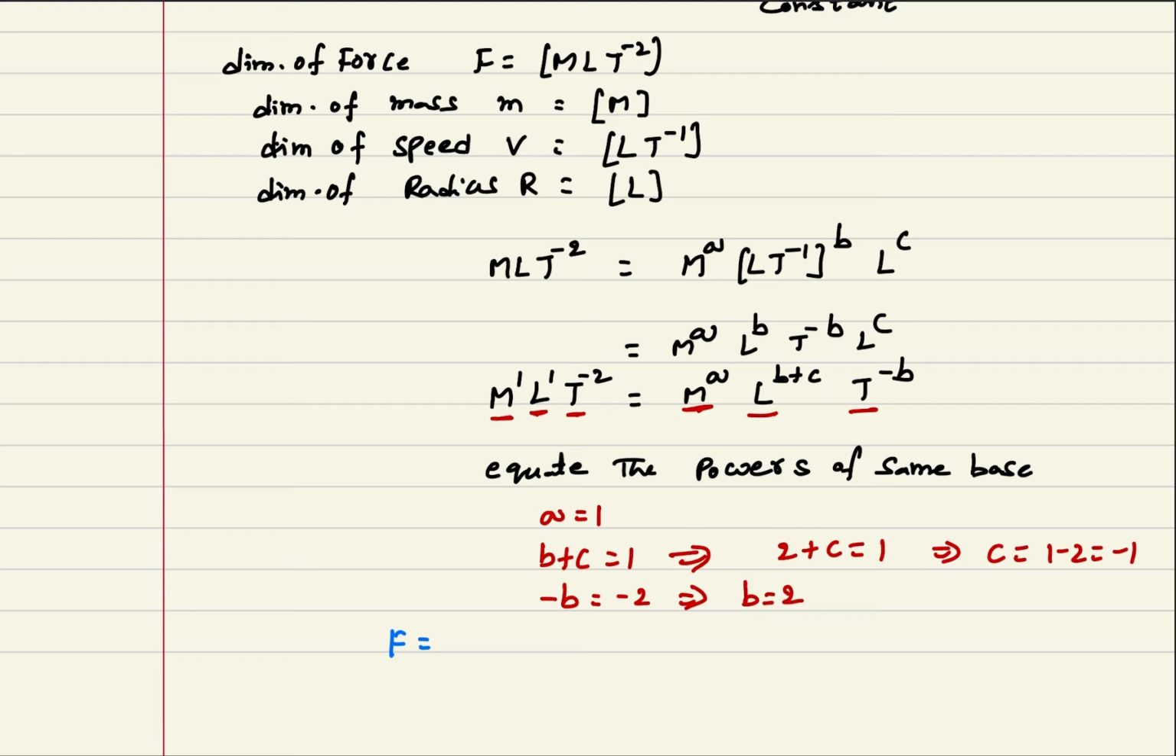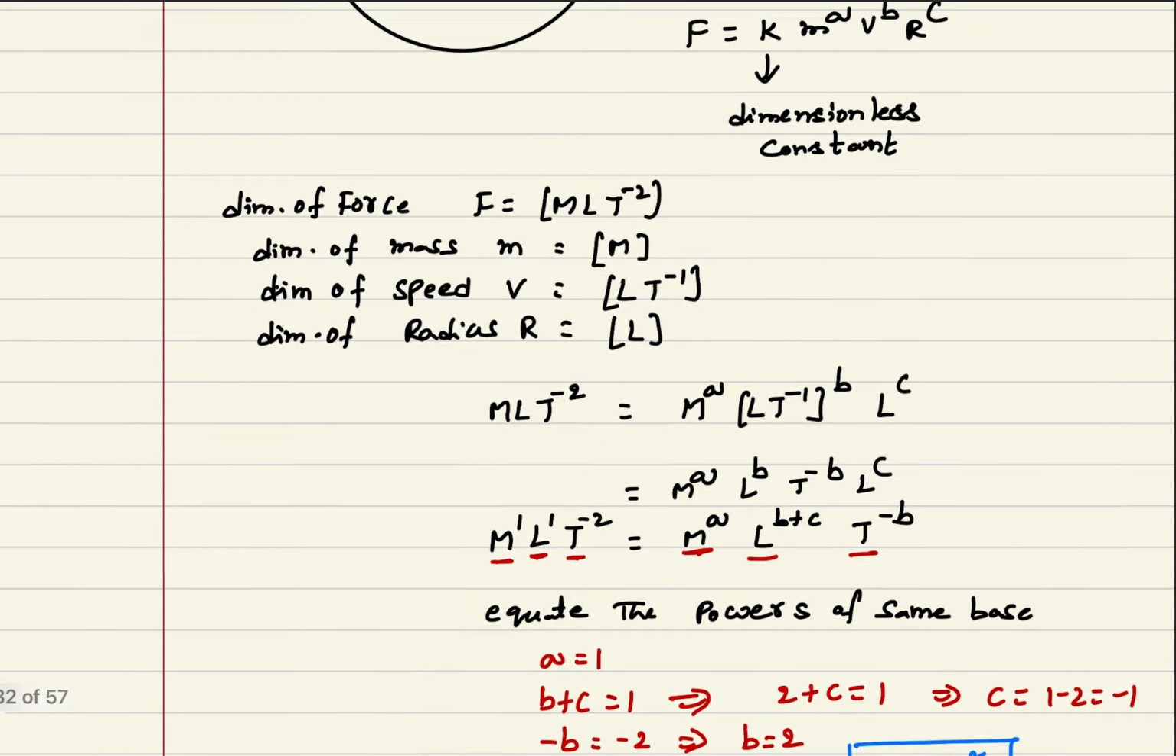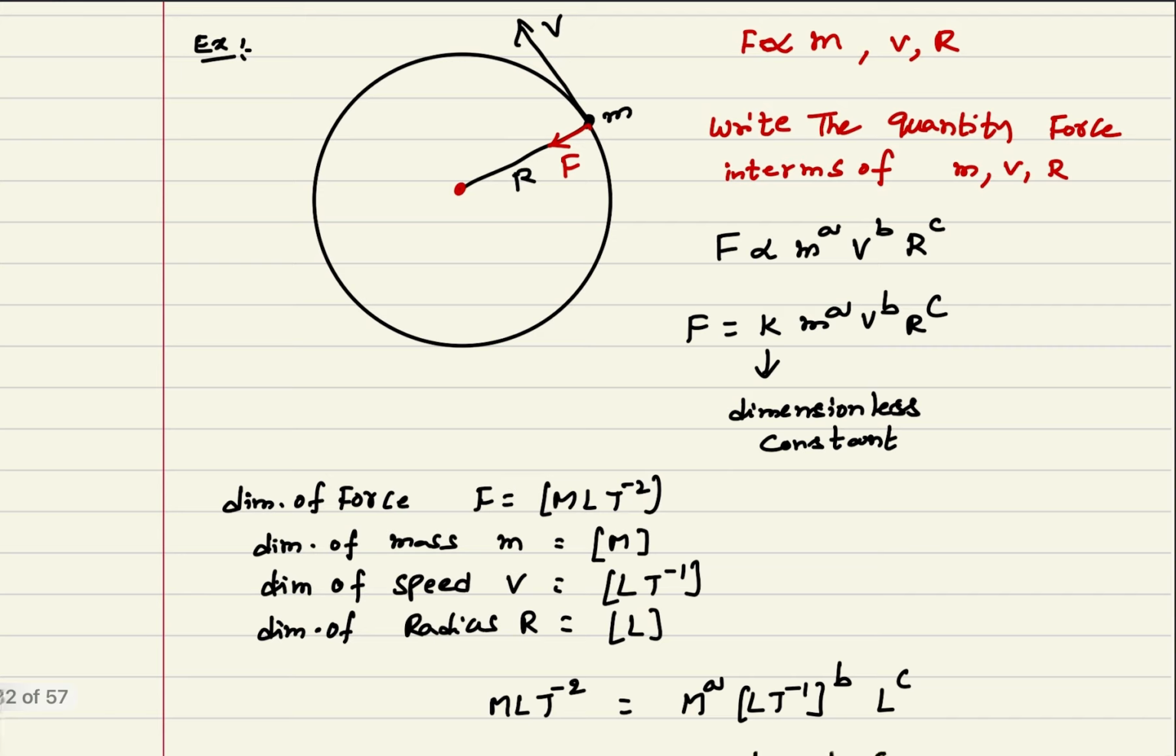If you substitute there, F is equal to some constant k, maybe that k value is 1 also. The dimensionless constant is there, no? That k value you can get as 1. Mass power 1, speed power b where b is 2, r power minus 1. So finally you can write F is proportional to m v square divided by r. This is the relation between the force, mass, speed and radius r.